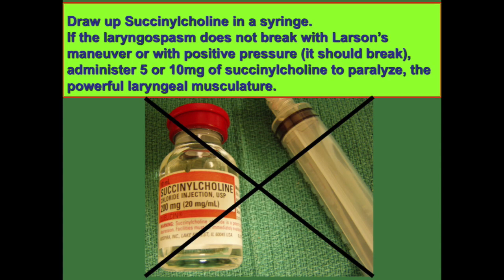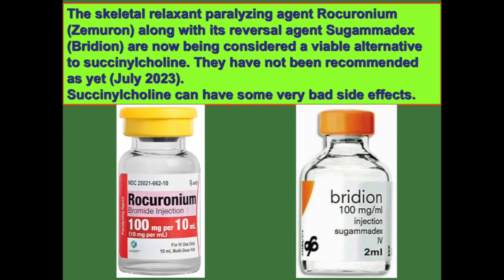Another method that's always been taught is that you can draw up succinylcholine, and some dental boards require that you do this into a syringe and give it, it's 20 milligrams per milliliter. You would give 5 or 10 milligrams into the IV to paralyze the vocal cords and to paralyze the structures around the area. Anytime you use succinylcholine, though, there are some real bad side effects from it, and we'll talk about those in just a little bit.